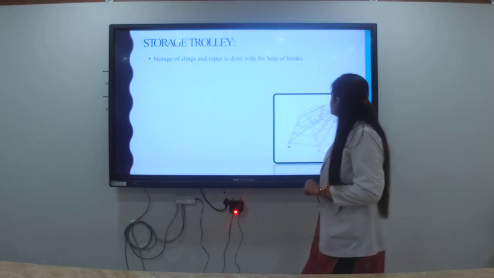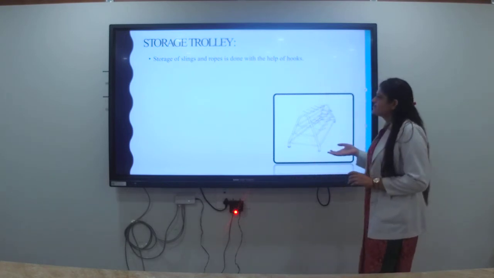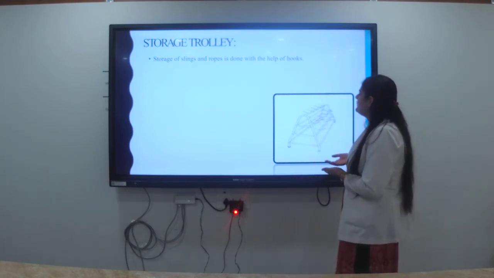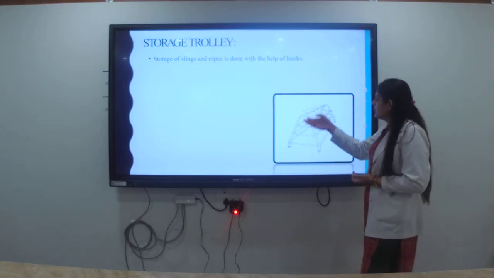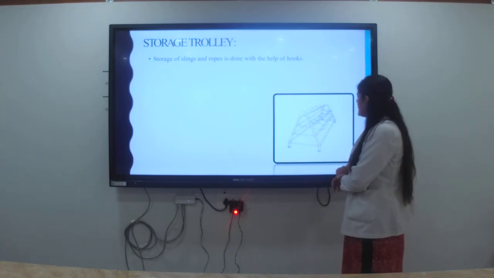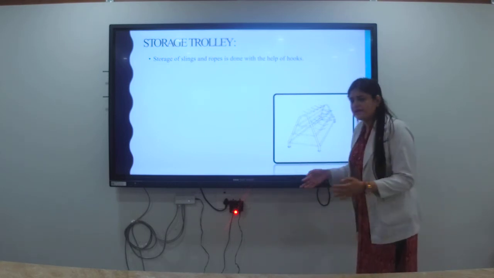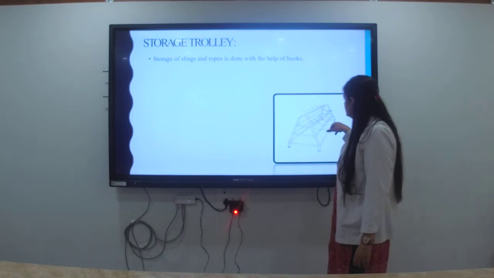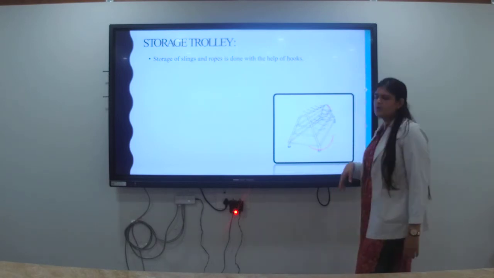Now we'll talk about the storage trolley. It is used for storage of the different types of slings and ropes with the help of hooks. Sometimes this is kept just beside the suspension therapy frame, or it can be below, or even at the side, and all the equipment can be adjusted into the trolley.